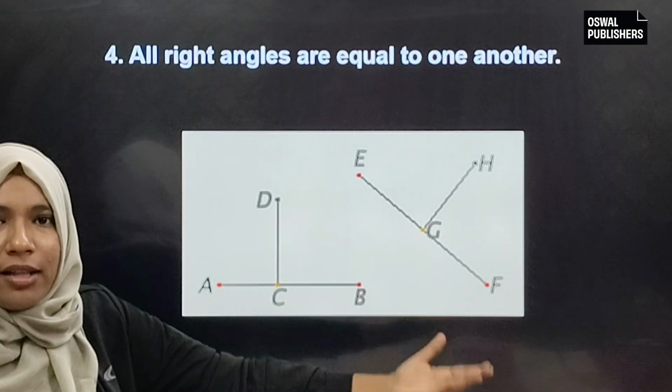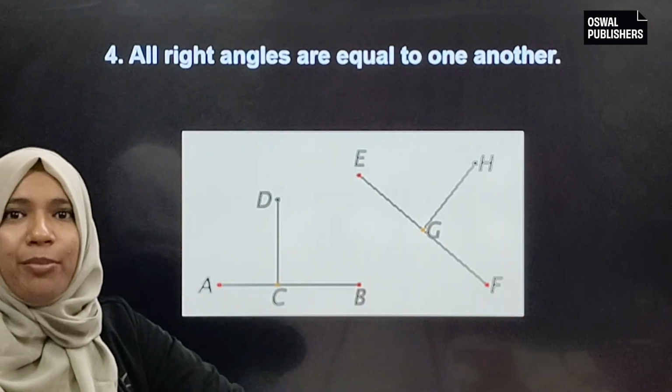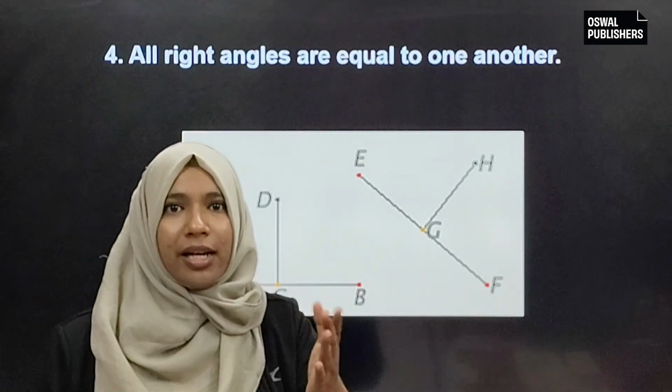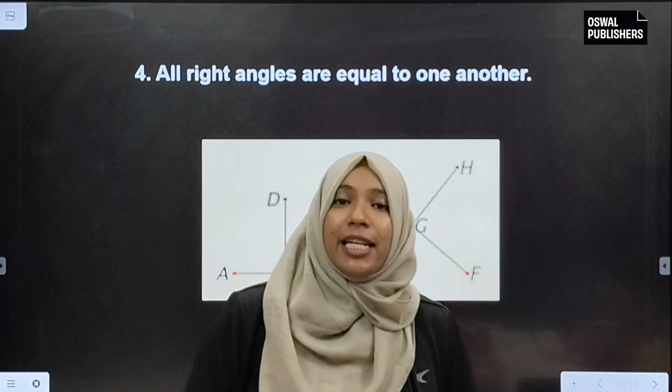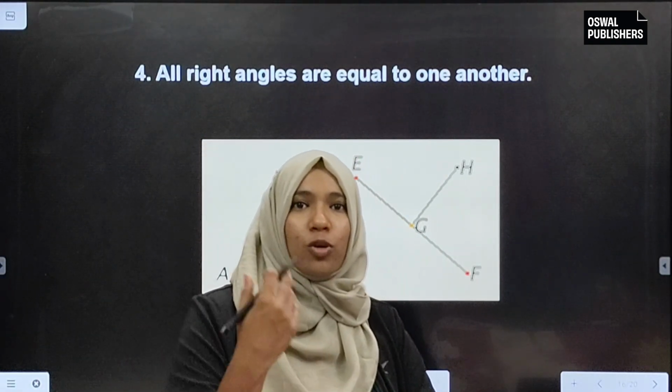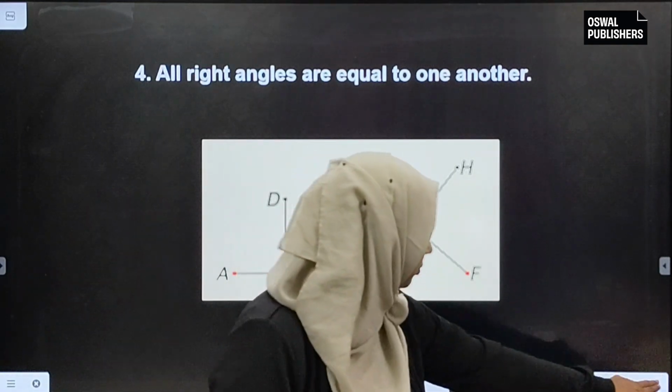Anyway, okay, no matter what the position of the right angle is, it is always equal to one another and it will be 90 degrees in measurement. Clear? Okay, so let's just move to the next postulate.